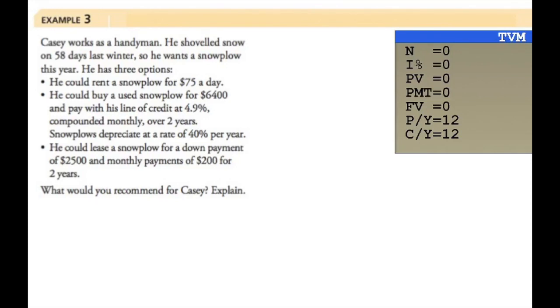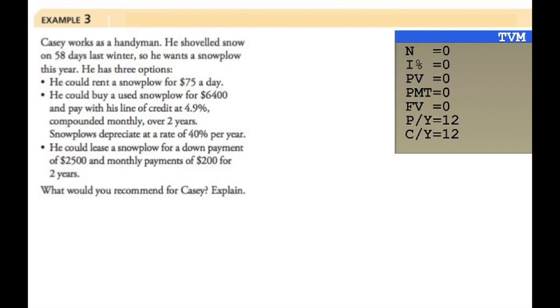So this example brings together all three aspects of buying, renting, and leasing. Casey works as a handyman, and last winter he shoveled snow 58 days. This year, obviously, he's sick and tired of shoveling, his back can't handle it, he wants to buy a snowplow. He has three options.